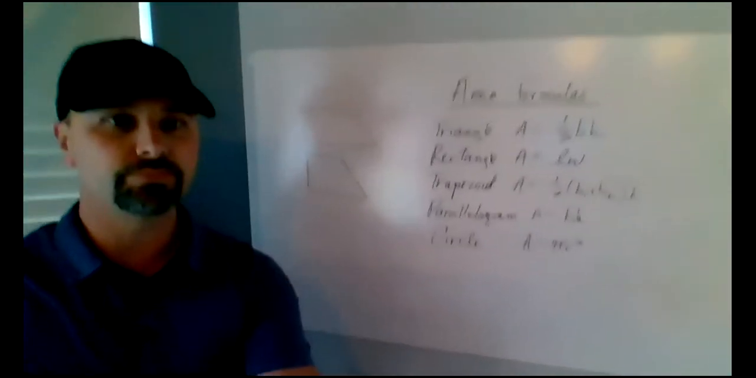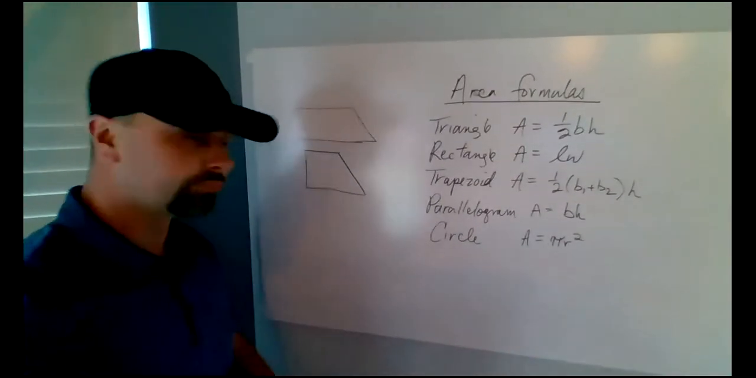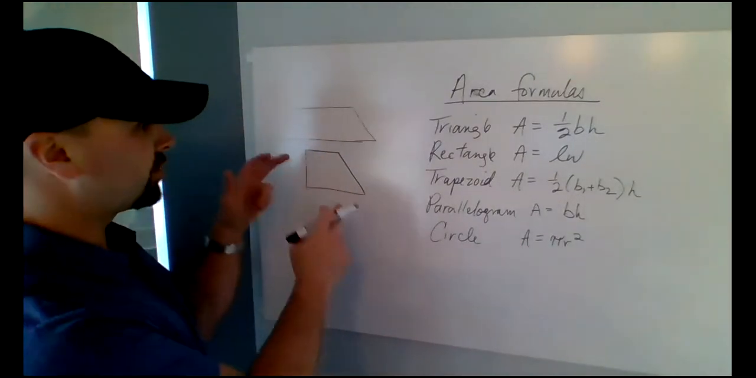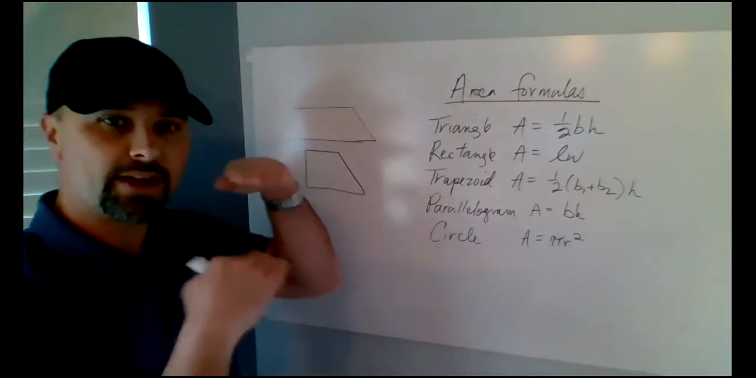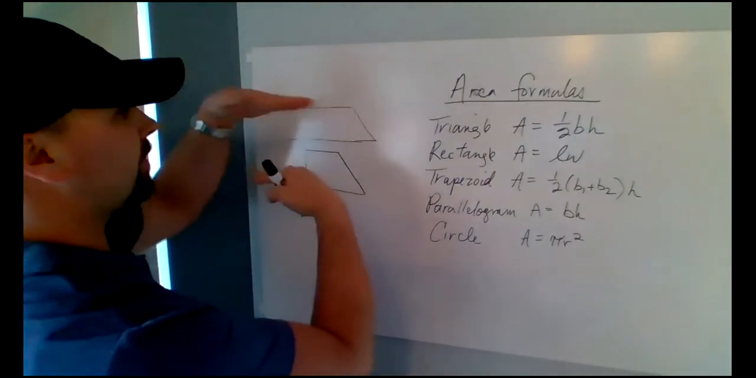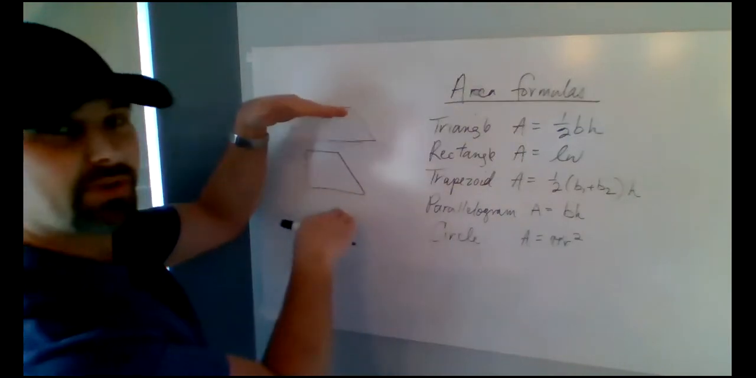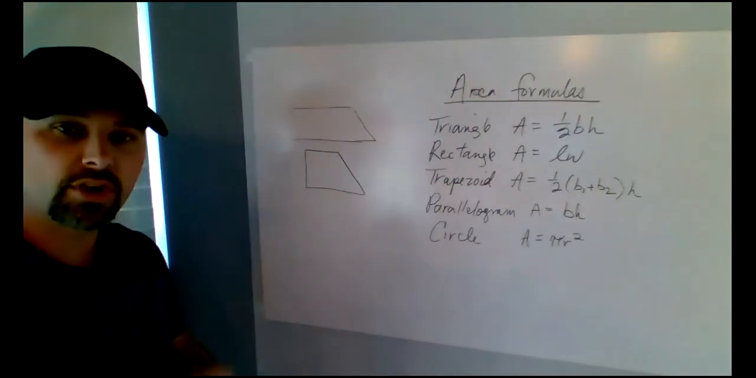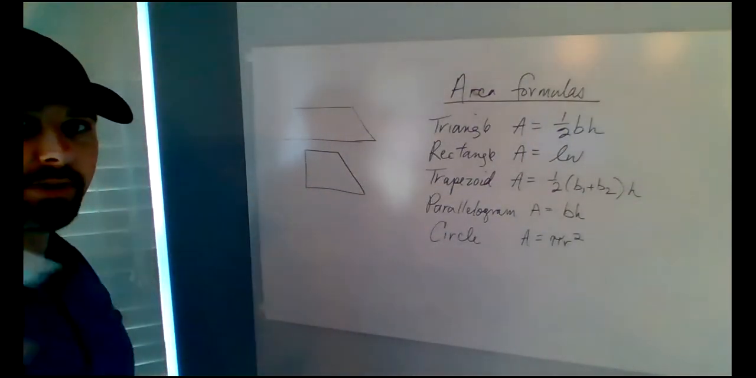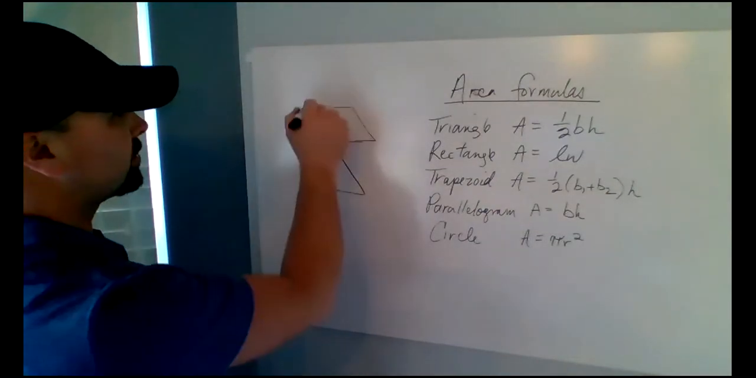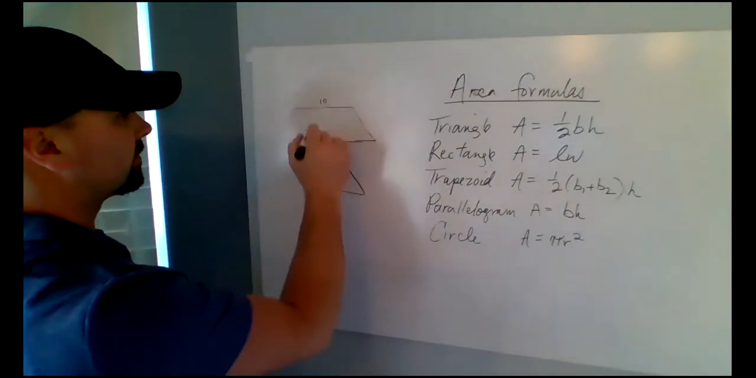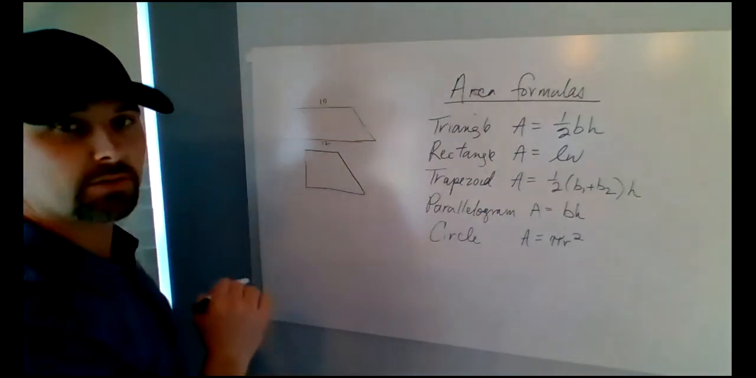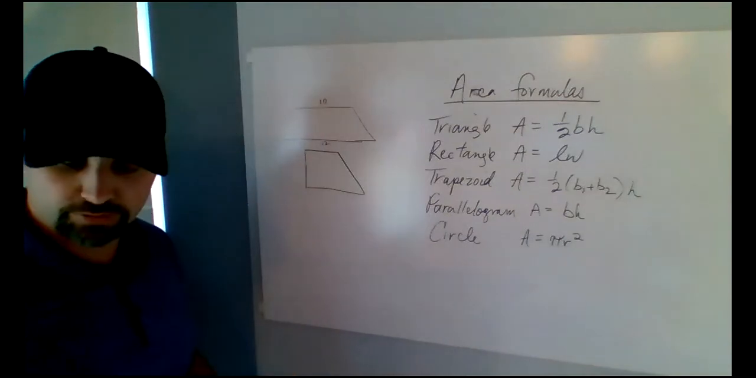And so with trapezoids, you have two bases. Your two bases are going to be parallel with each other, but they're different lengths. So when you're solving for a trapezoid, the first thing you're going to do is take those two bases. Okay, let's do this top one.